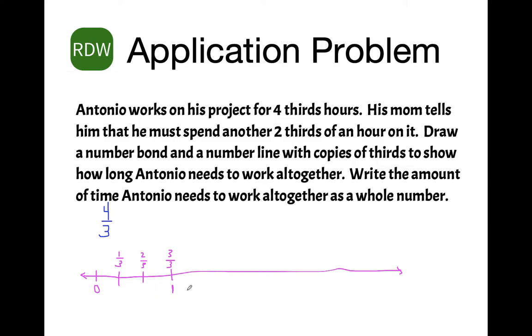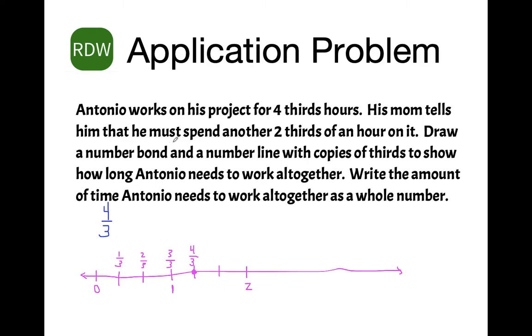So I need to keep going past 1 whole. All right, so I'm going to go ahead and get to 2 now. So this is my whole number of 2. So now if I were to label my number line, I now can label this part as 4/3. Notice I have 1/3, 2/3, 3/3, 4/3. So this is how long he spent working on his project. He worked on it for 4/3 of an hour.